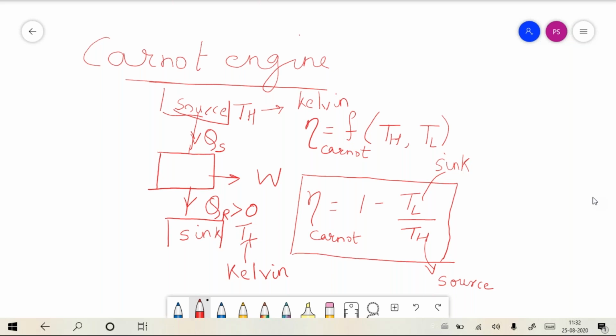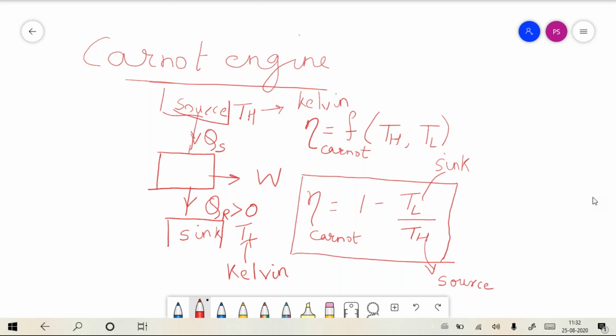Okay, let me write down somewhere. So TL is 30 degrees centigrade. And I told you that whenever the temperatures are given in Celsius, you need to convert them into Kelvin. Similarly, TH is also given in Celsius. So TH, again, I am expressing it in Kelvin, so 800 plus 273.